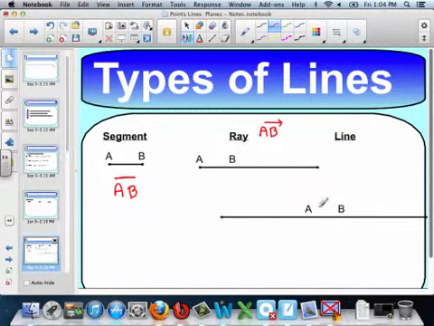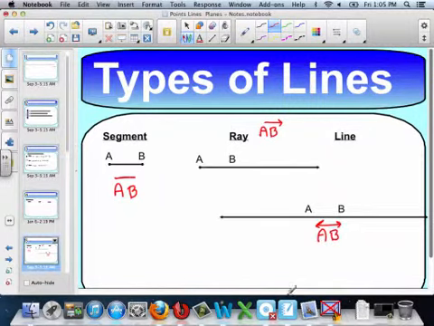And then lines have arrows on both sides. Line AB. Lines never stop. Any other questions on that?